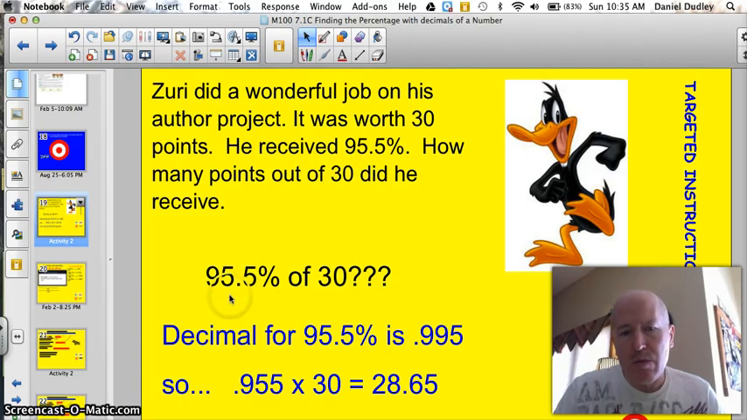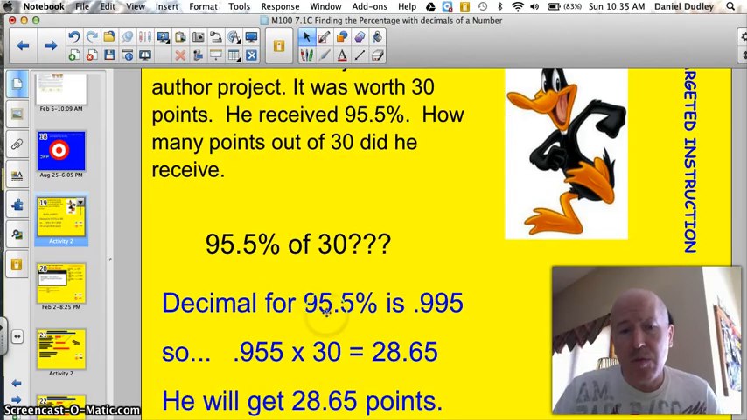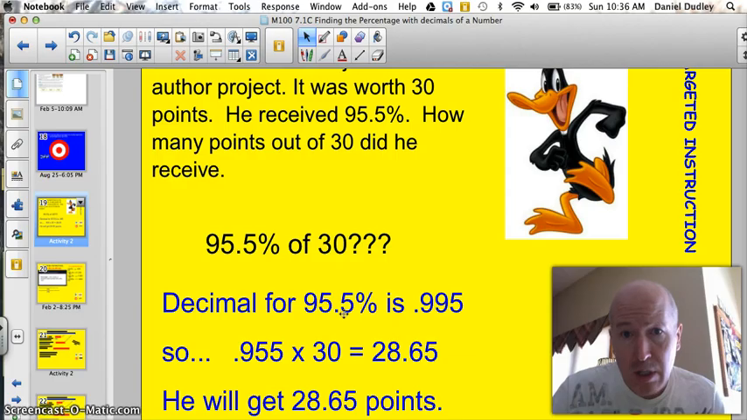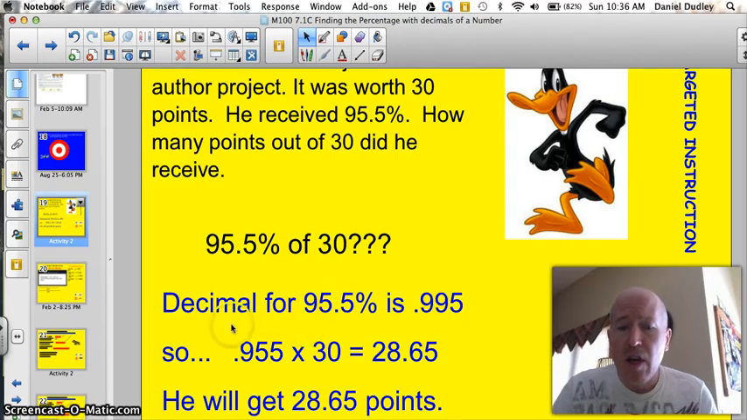So what we need to do is find out what 95.5% of 30 is. Well, the decimal for 95.5% is 0.955. Again, we need to divide by 100 to get the decimal of a percent. So divide by 100, we move the decimal two places to the left, and we get 0.955. Pop that into the calculator, 0.955 times 30, it equals 28.65.